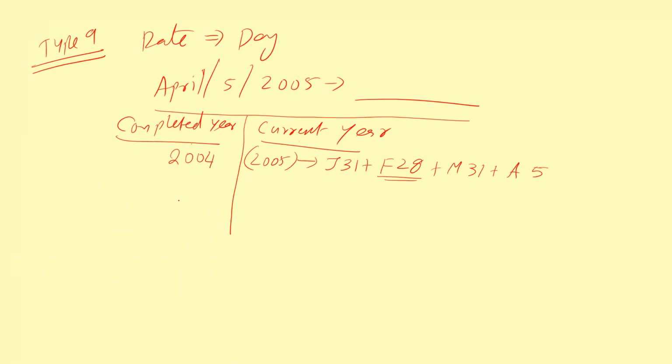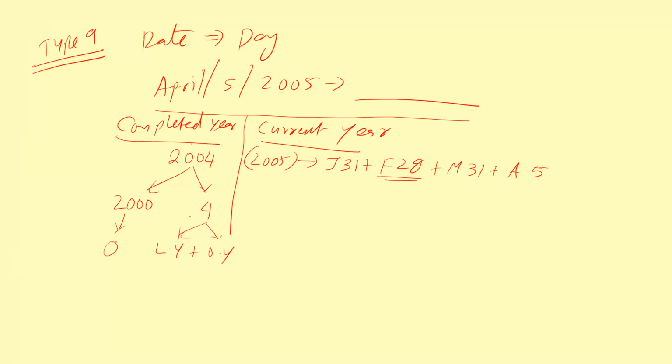Now find the number of odd days for each. For 2004, we can split this year into 2000 and 4. We know the odd days for centuries: 100 has 5 odd days, 200 has 3, 300 has 1, and 400 has 0. So 400, 800, 1200, 1600, 2000 also have 0. In the remaining 4 years, we need to split leap year and ordinary years.